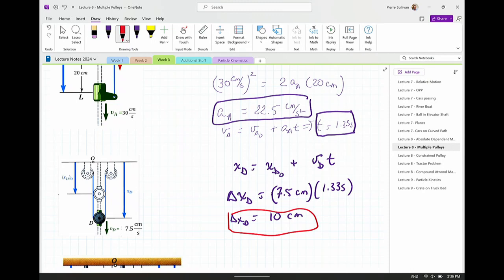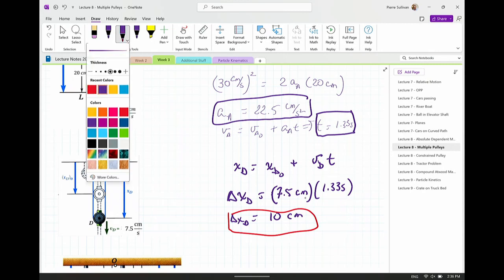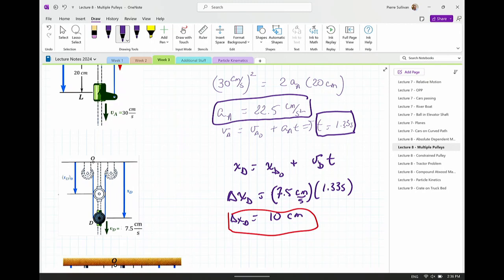So I took the information I got in the first part, I took that time, and I know that's the same amount of time it takes for the block D to displace. And I didn't write that correctly. And I can tell I didn't write it correctly because I didn't get the right units.